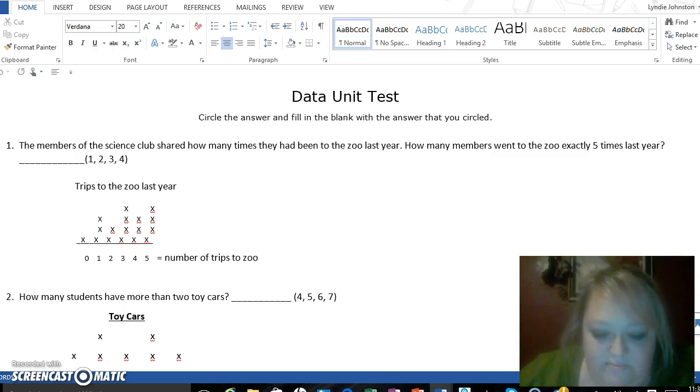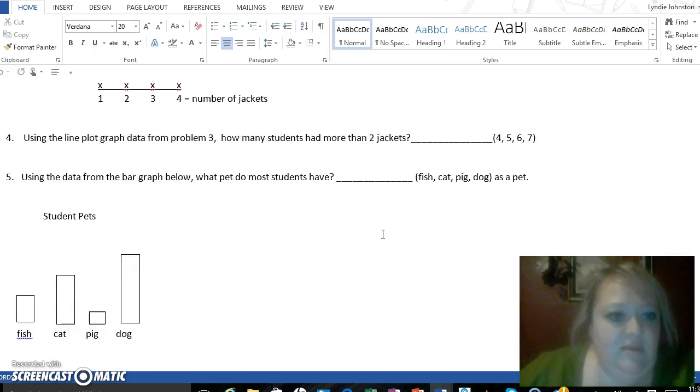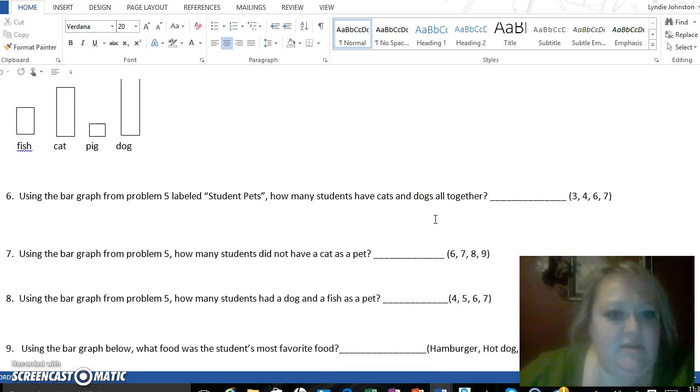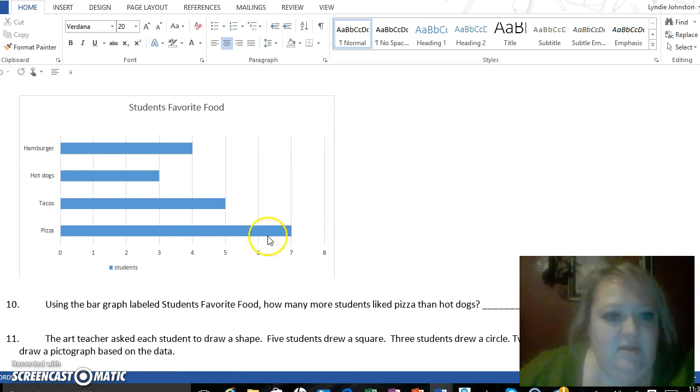Also, that they will communicate the results of a scientific investigation in appropriate graphs, charts, or writing. So here's an example of some line graphs. They will have to answer questions too. There's a bar graph. They will have to answer questions. And a different bar graph. And then down here at the bottom, I asked them to create a pictograph from the data that I gave them. And so they actually have to draw and create a pictograph down here.